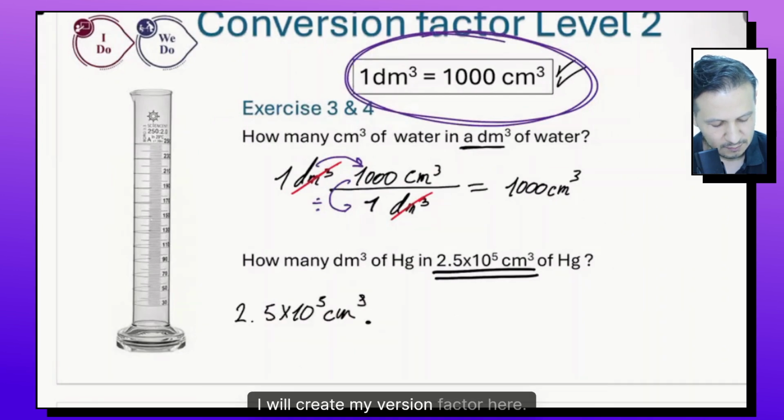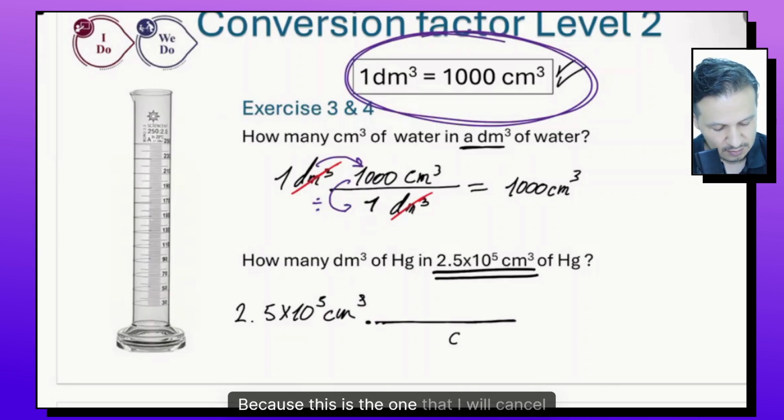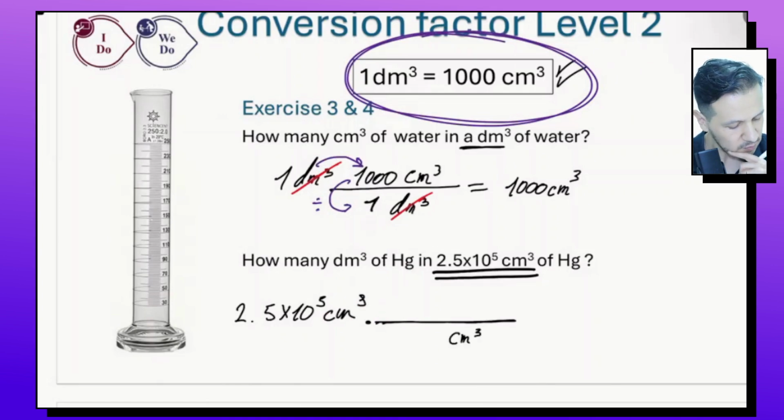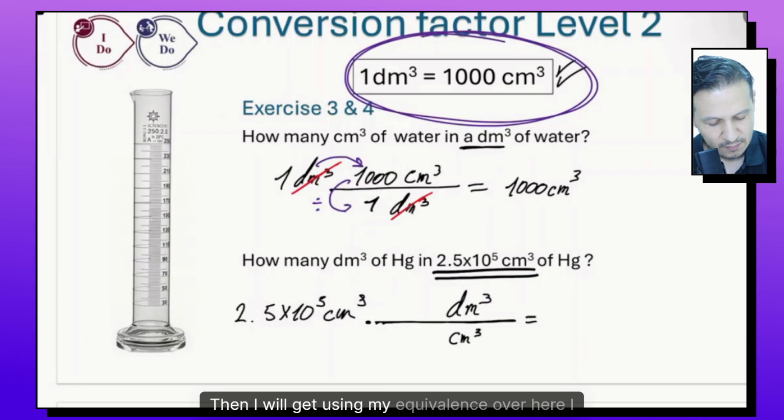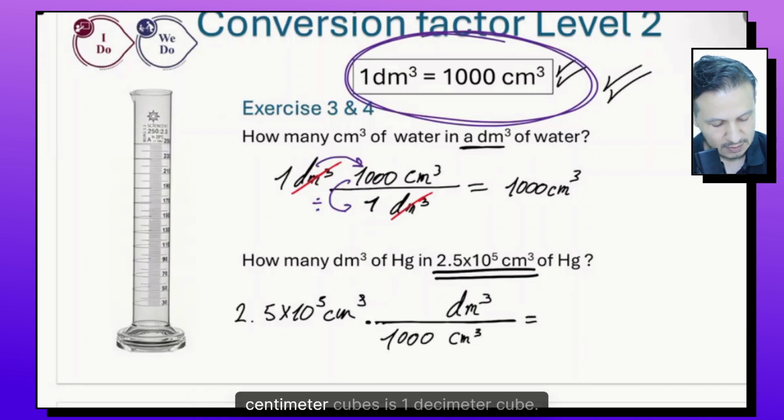I will create my conversion factor here. What do I need to put down? Centimeter cubes, because this is the one that I will cancel. In the numerator I will put the one that I am looking for, which is decimeter cubes. Then, using my equivalence over here, 1000 centimeter cubes is 1 decimeter cube.